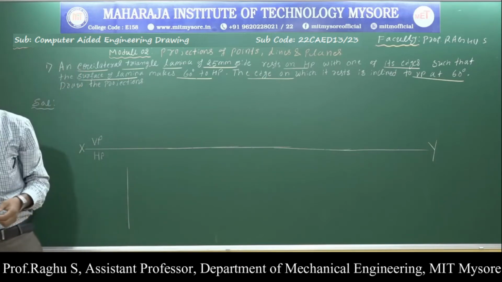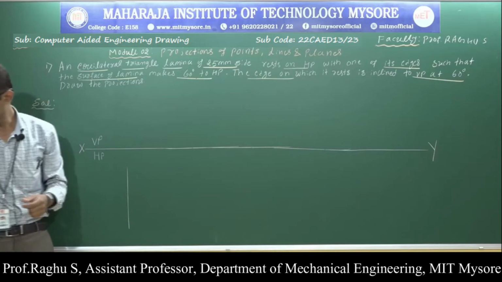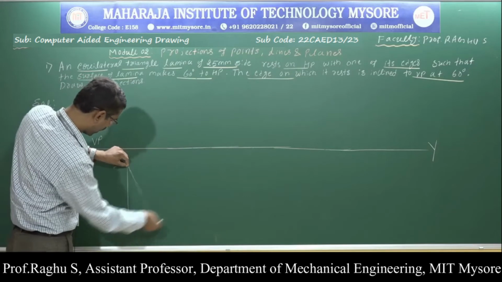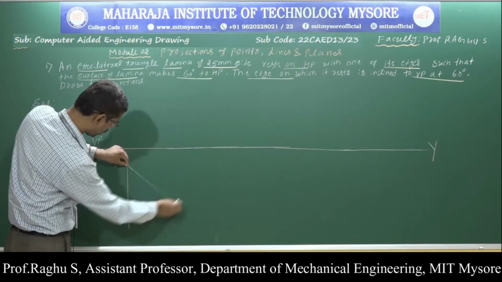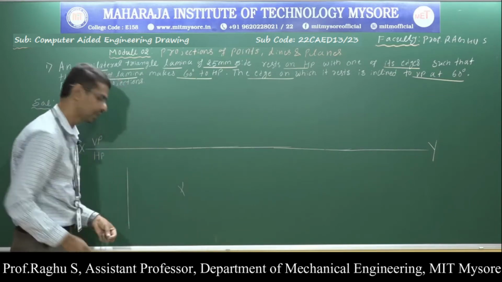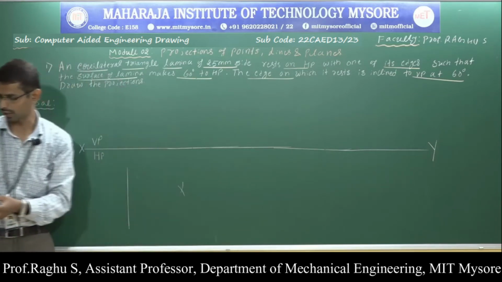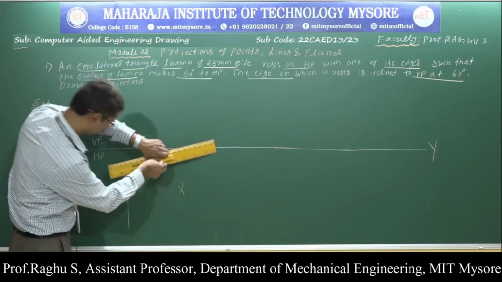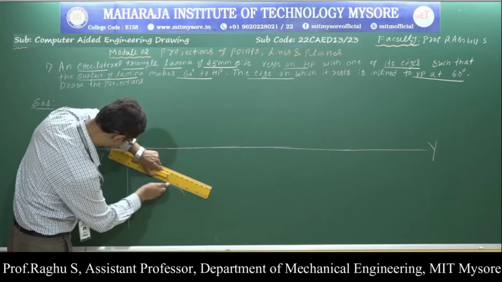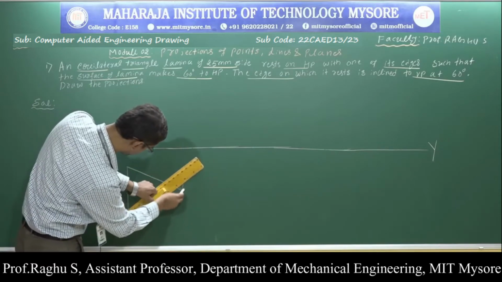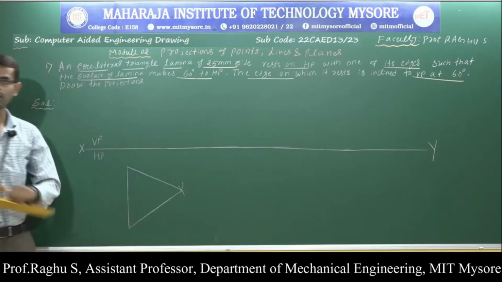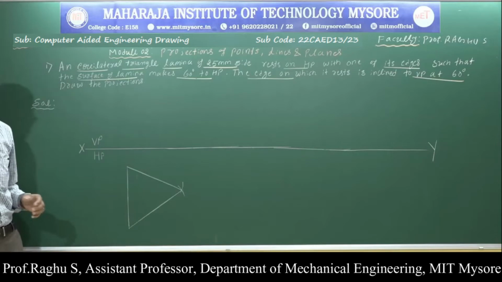Next, using a compass, measure this distance, 25 mm, and here cut an arc to get the triangle lamina, an equilateral triangle. Now join using a scale. So this is the construction of the triangle lamina.